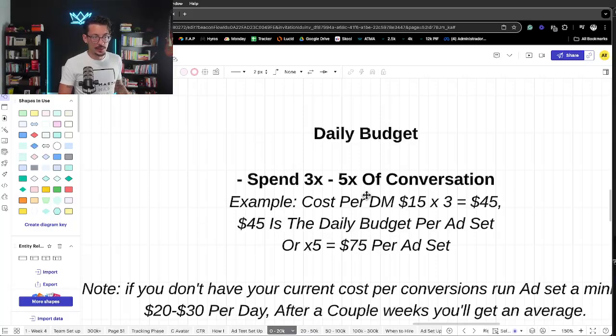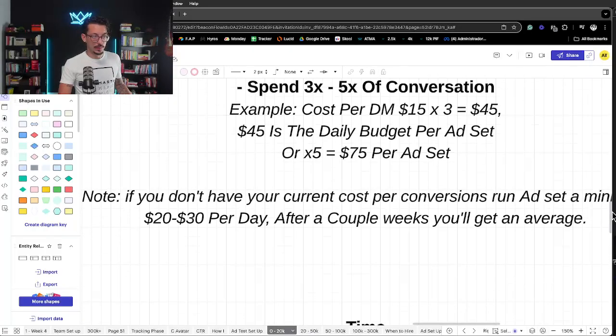I kind of already explained this a little bit. So if your cost per DM is $15, put it at 3x. It'll be $40 daily, or 5x will be $75. Okay. So 3x or 5x.